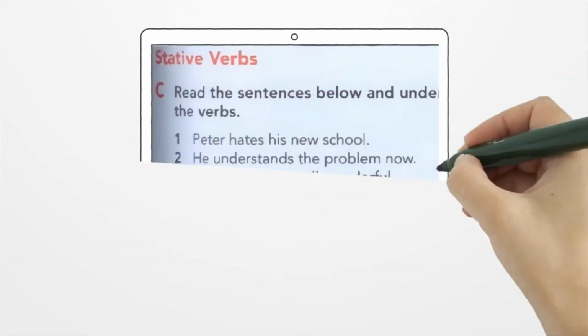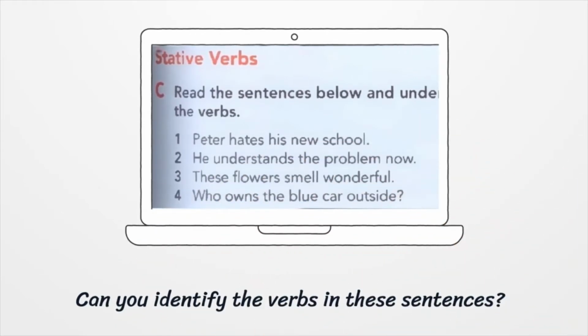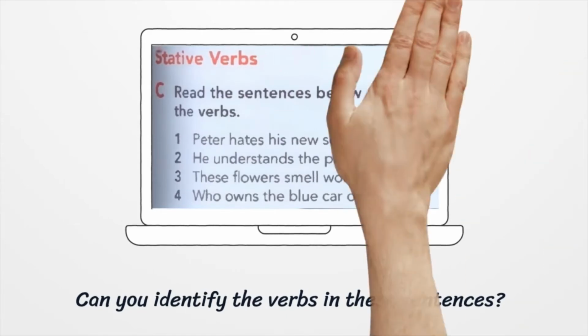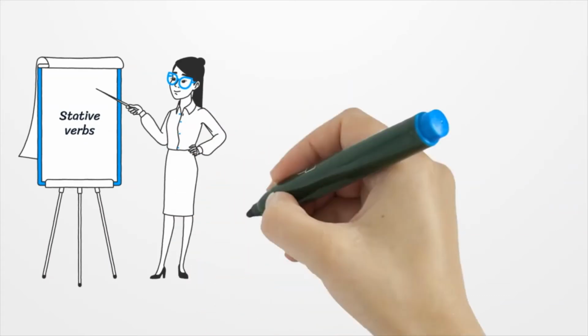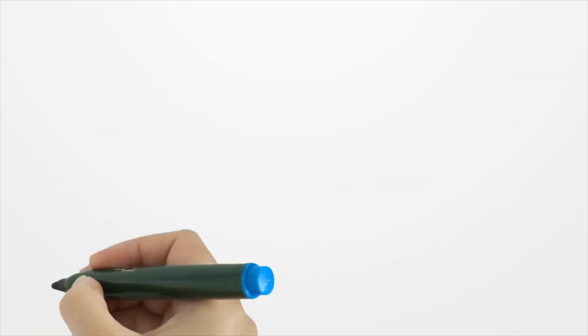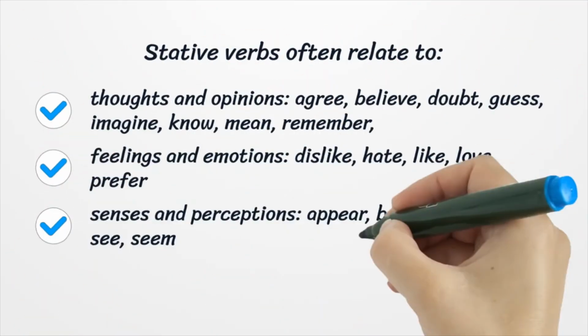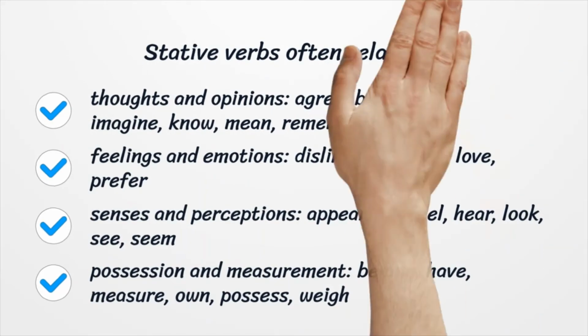Can you identify the verbs in these sentences? Number 1, hates. 2, understands. 3, smell. 4, owns. These verbs are called stative verbs. They describe a state and they are not usually used in the present continuous form. Stative verbs often relate to thoughts and opinions, feelings and emotions, senses and perceptions, and possession and measurement.